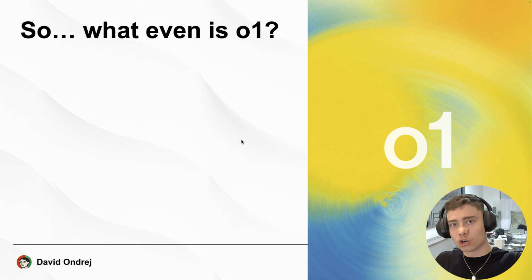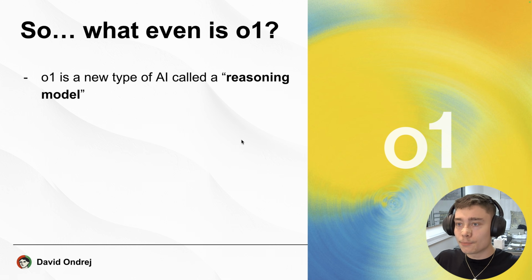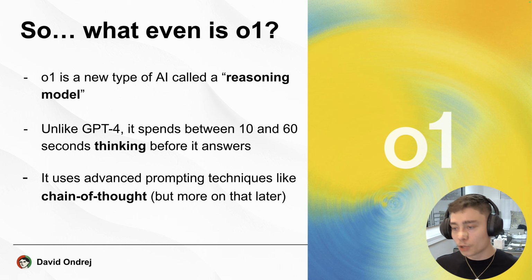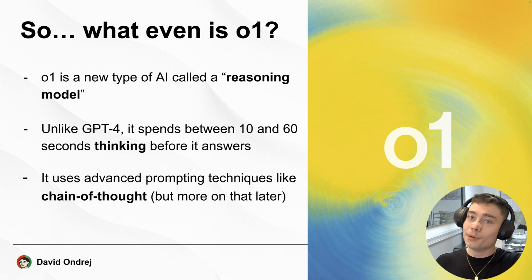So what even is O1? Well, O1 is a new type of AI called a reasoning model. Unlike GPT-4 and other LLMs, it spends between 10 and 60 seconds just thinking before it answers. To achieve that, it uses advanced prompting techniques like chain of thought, but more on that later.